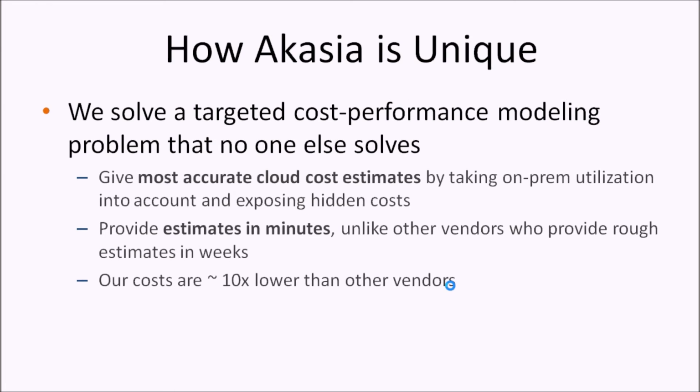How Akasia is unique: we solve a very targeted cost performance modeling problem that no one else solves with as much simplicity and ease. We give the most accurate cloud cost estimates by taking on-prem utilization information into account and exposing hidden costs. Also, we provide the estimates in minutes, unlike other vendors who provide rough estimates after several weeks. And our research shows that our costs are almost 10x lower than other vendors.